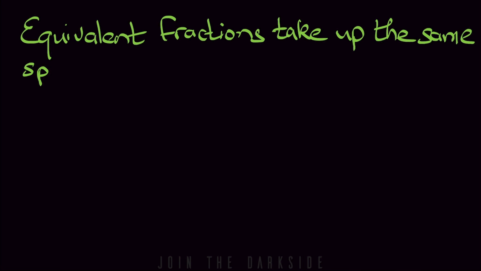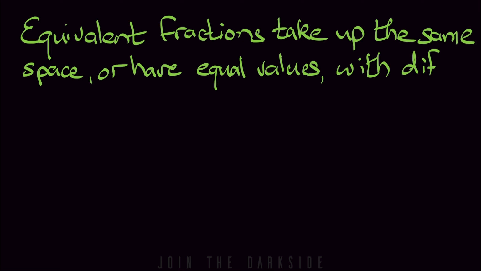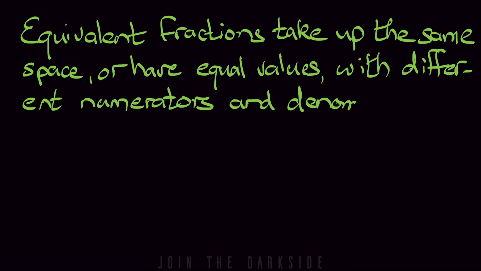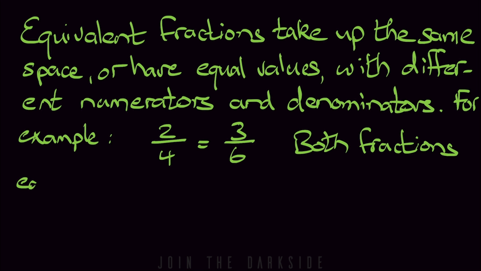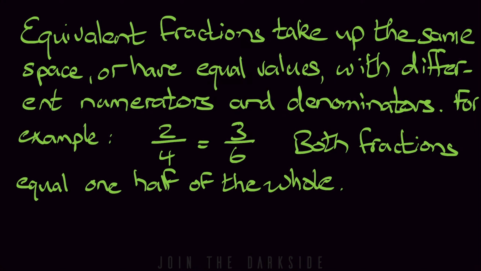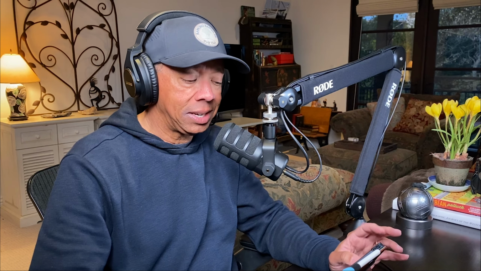And from that we can say that equivalent fractions take up the same space or have equal values with different numerators and denominators. For example, 2/4 is the same or equal to 3/6. Both fractions are equal to 1/2. If you eat 2/4 of a donut, or if you eat 3/6 of a donut, both times you've eaten 1/2 of the donut. Of course, the important thing is the whole has to be the same size. The donut has to be the same size.